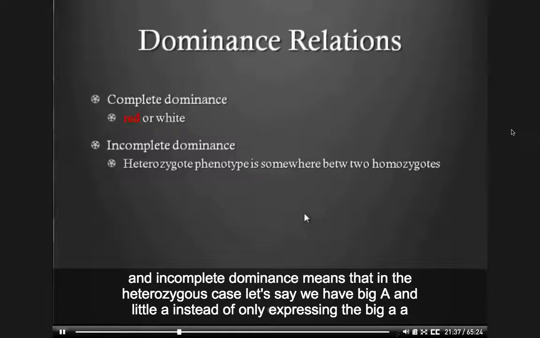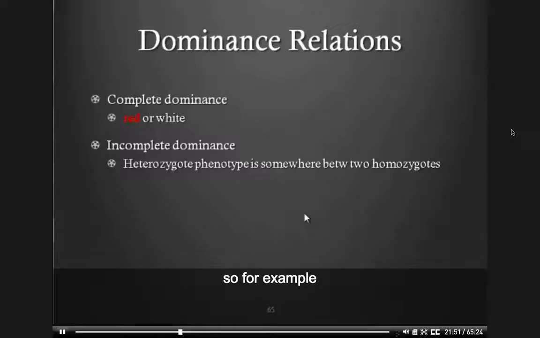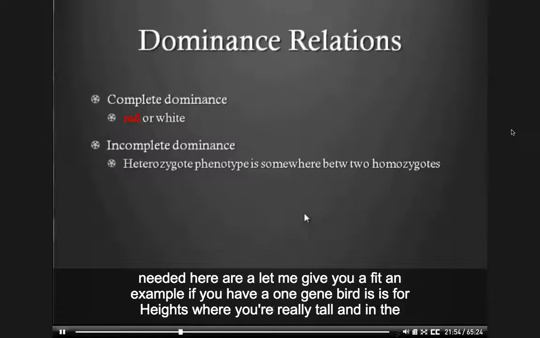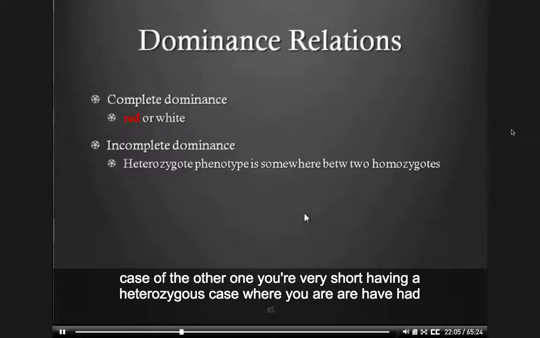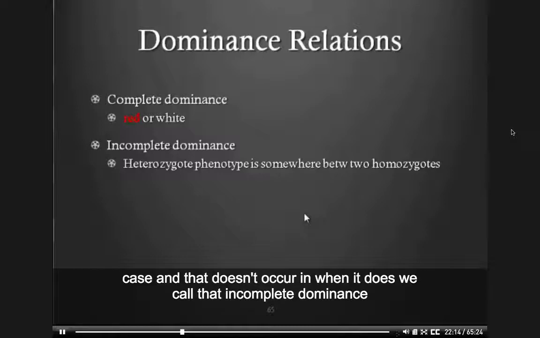Incomplete dominance means that in the heterozygote case, let's say where you have big A and little a, instead of only expressing the big A, the heterozygote actually exhibits a third phenotype. So for example, let me give you an example. If one gene is for height, where you're really tall, and in the case of the other one, you're very short, having a heterozygote case where you have a big A and a little a, for example, you would have medium height. Okay, so that does occur, and when it does, we call that incomplete dominance.